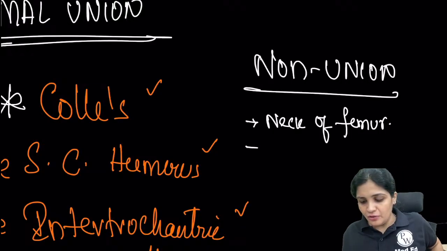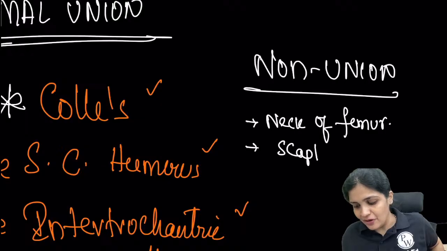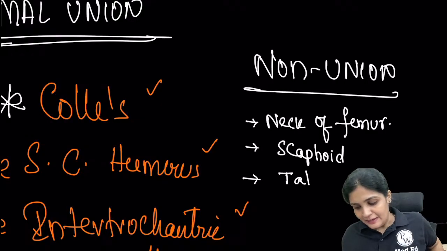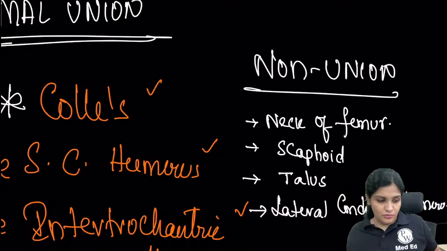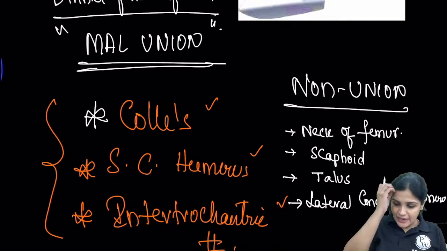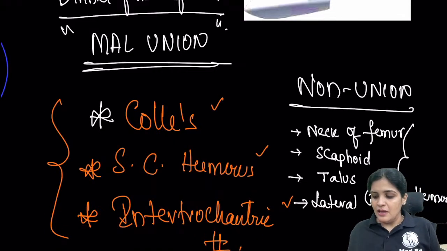Yes, guys, neck of the humerus. Scaphoid. Next, lateral condylar humerus, talus. Yes, lateral condylar humerus. Okay, these are the important areas of malunion and non-union. You have to remember. Yes, Dr. Raj, correct. Both scaphoid, talus, these.